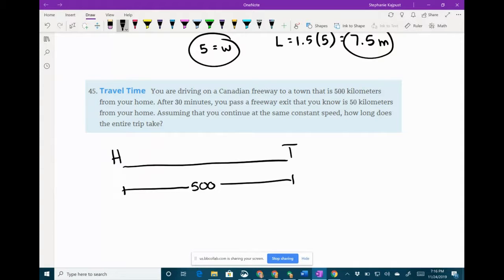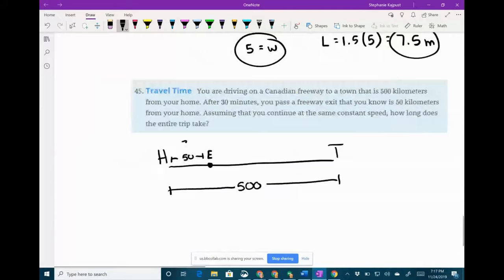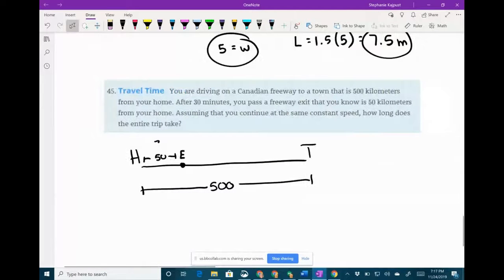After 30 minutes, we pass a freeway exit that is 50 kilometers from your home. So let's say here is going to be the exit. And so that means we know that this distance between home and the exit is 50. And that took 30 minutes.